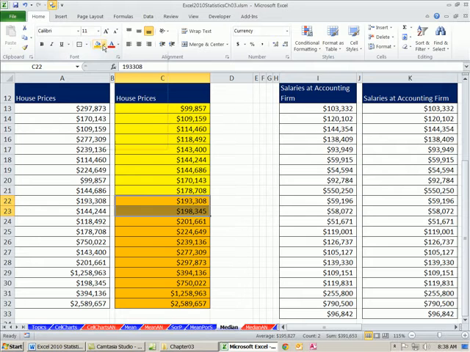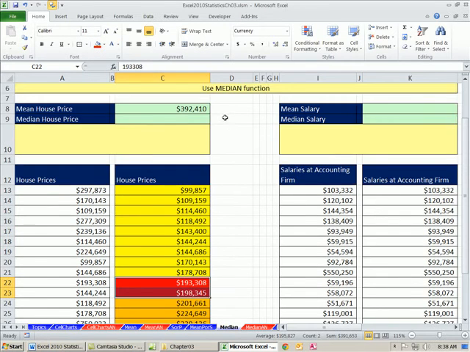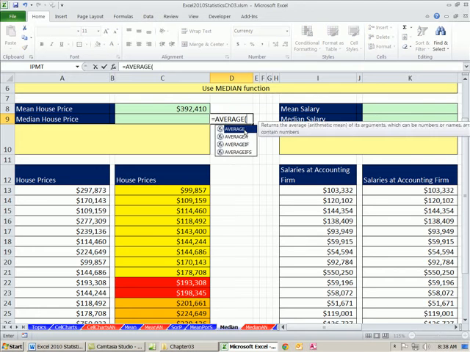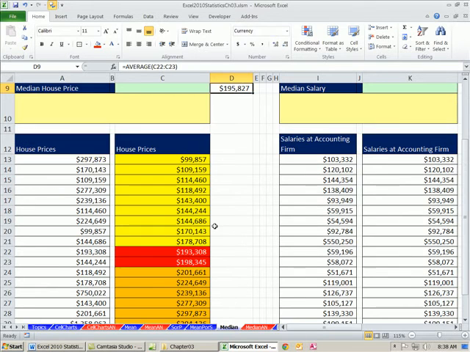So I'm going to add like red here. So I'm going to come up here, equals average. And that's how you calculate the median. That is the physical method of calculating the median. It is a great way to get a typical value because it is positionally the one in the middle.